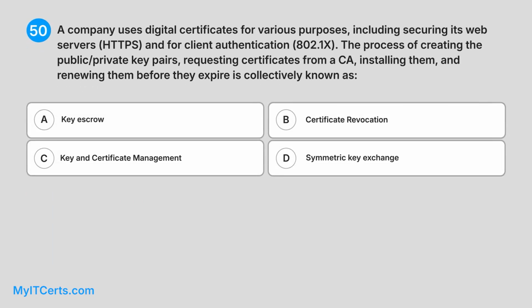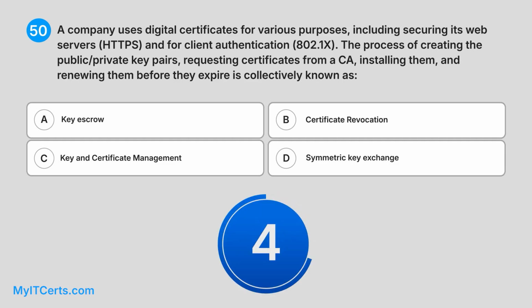50. A company uses digital certificates for various purposes, including securing its web servers, HTTPS, and for client authentication, 802.1X. The process of creating the public-private key pairs, requesting certificates from a CA, installing them, and renewing them before they expire, is collectively known as A. Key escrow, B. Certificate revocation, C. Key and certificate management, D. Symmetric key exchange. Can you guess the answer?